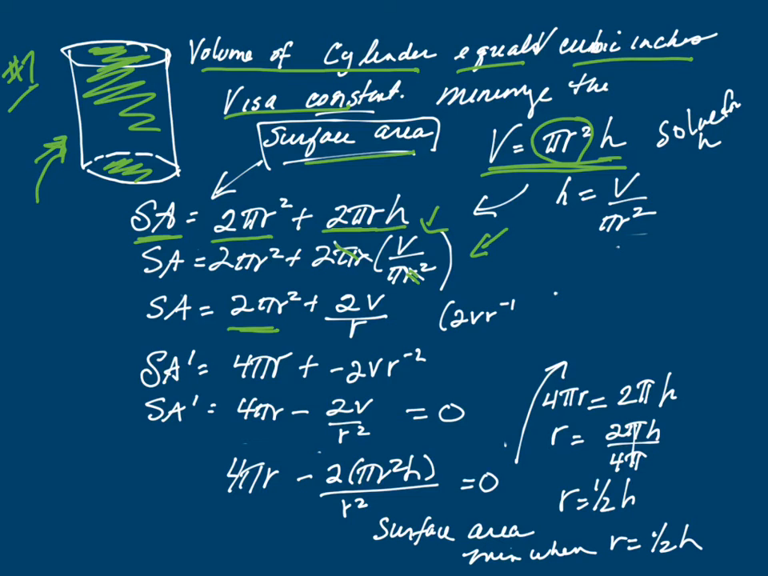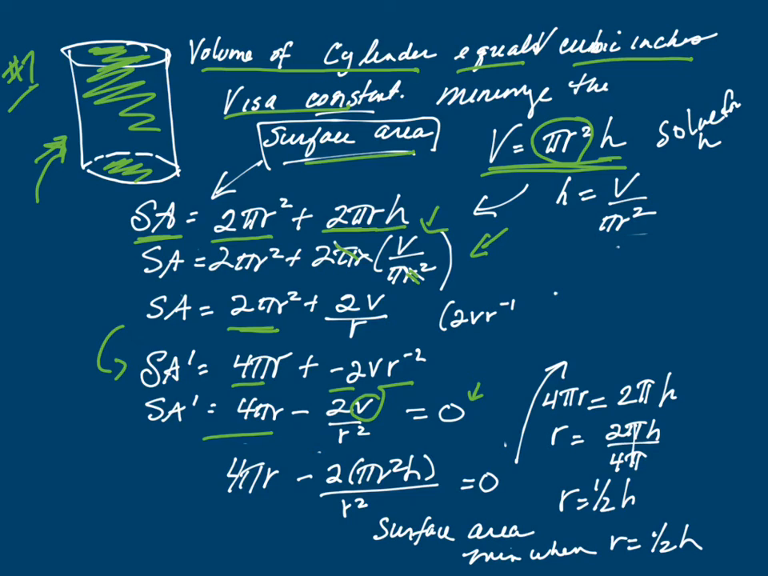So now we want to minimize this function, so we are going to take the derivative of the surface area and we get 4 pi r plus negative 2v r to the negative 2, or rewrite it, 4 pi r minus 2v over r squared. And we set that equal to 0 to minimize it. Now, the thing about it is, now that we've taken the derivative, we don't want a v because we need to know the dimensions. So we need r and h.